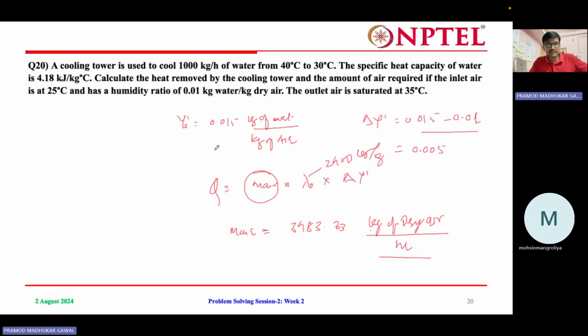Initially we calculated the heat removed from the cooling tower with the help of Q equals m into Cp into delta T. After getting that heat removed, you use this formula Q equals m air into latent heat of vaporization into humidity difference. We know the initial humidity 0.01. After saturation we don't have it, so we calculate at these temperatures with the help of the psychrometric chart, and got the value 0.015.